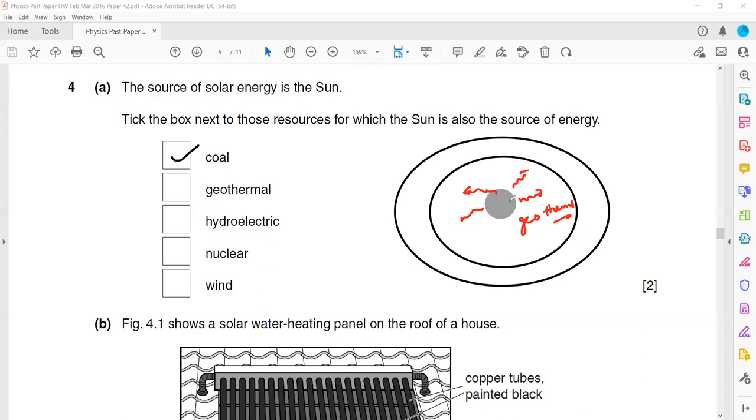So geothermal is not derived from the sun. Sun has nothing to do with geothermal energy. That's why geothermal is not derived from the sun.